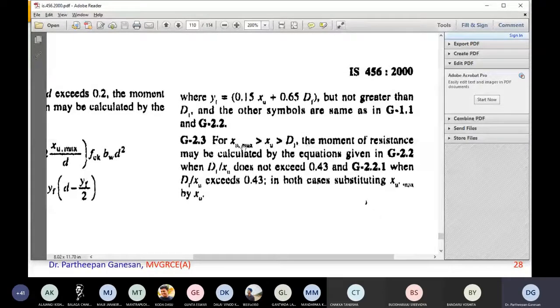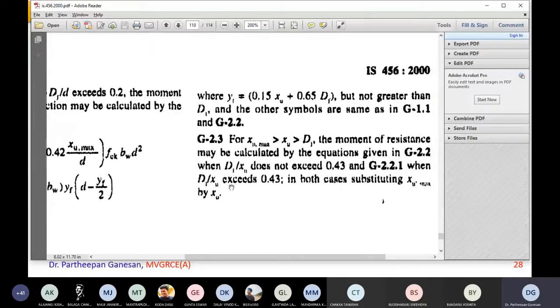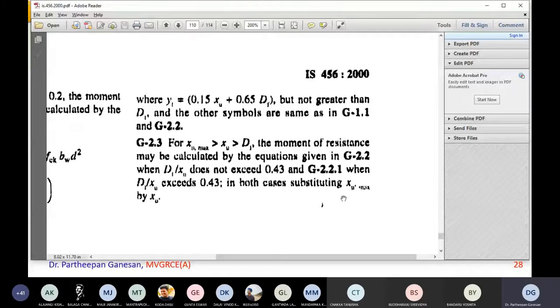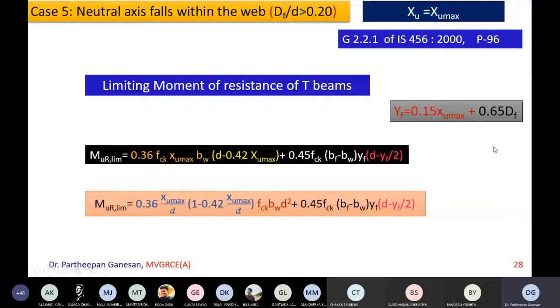When XU is less than XU max and greater than DF, the moment of resistance may be calculated by the equation given in G 2.2 when DF by XU does not exceed 0.43, and with the G 2.2.1 equation when DF by XU exceeds 0.43. In both cases, substituting XU max by XU. Is that clear? So this one is case 2 and 3, and this is case 4 and 5. Okay. All right. So that's end for today.